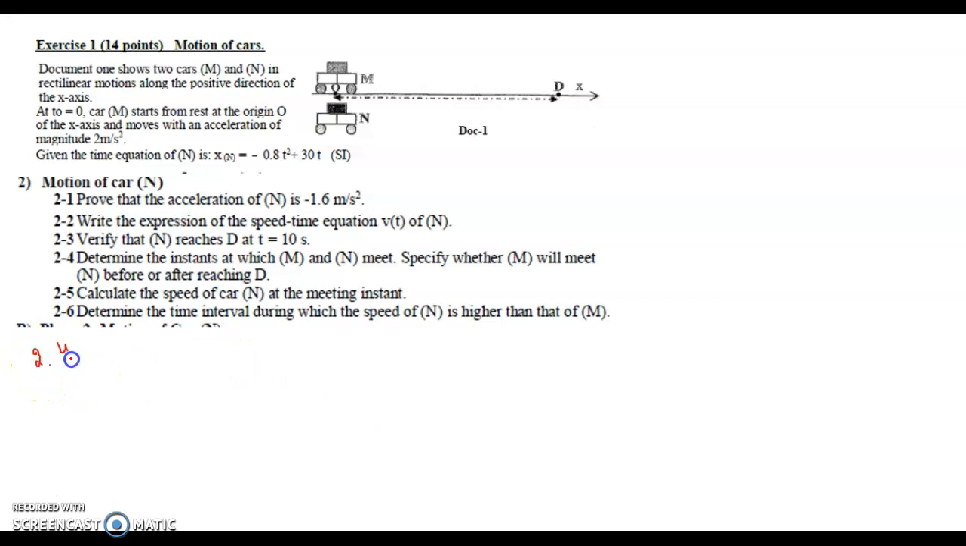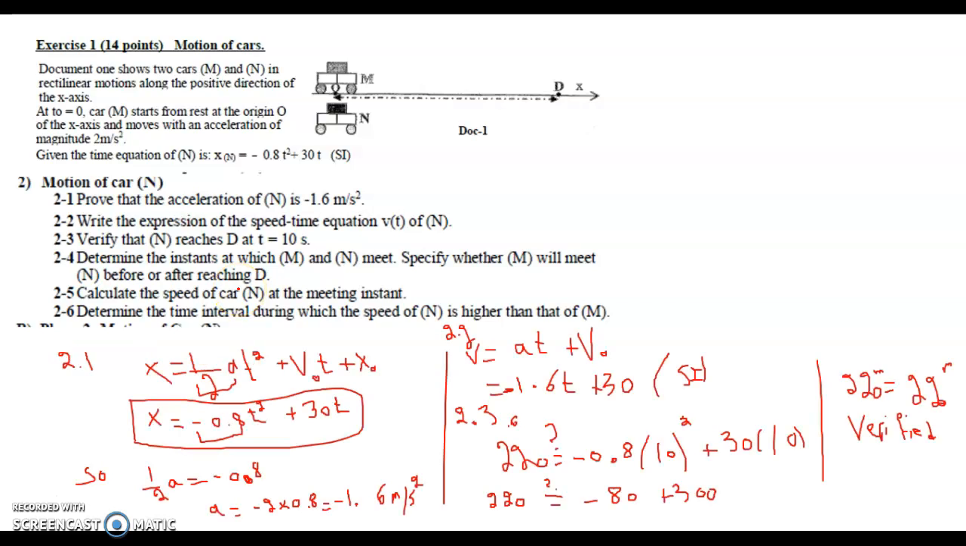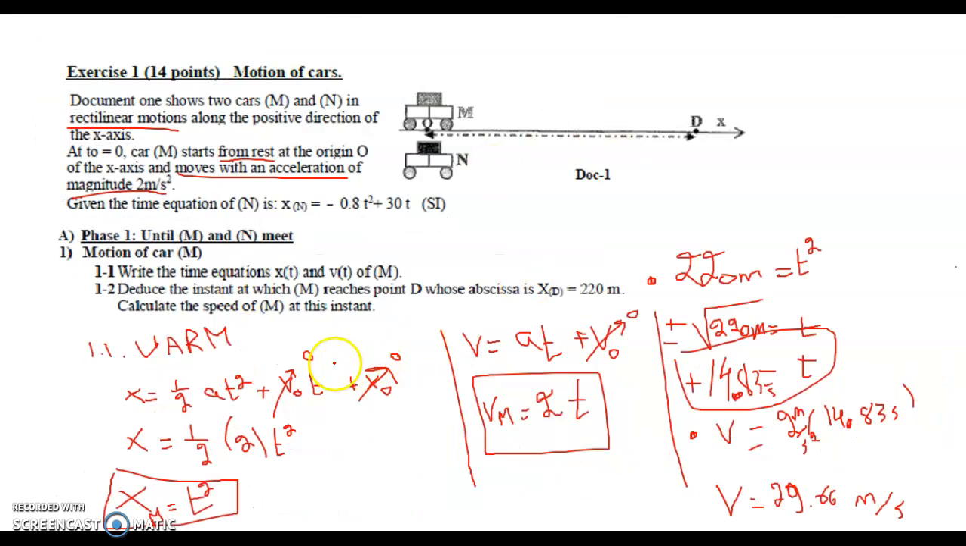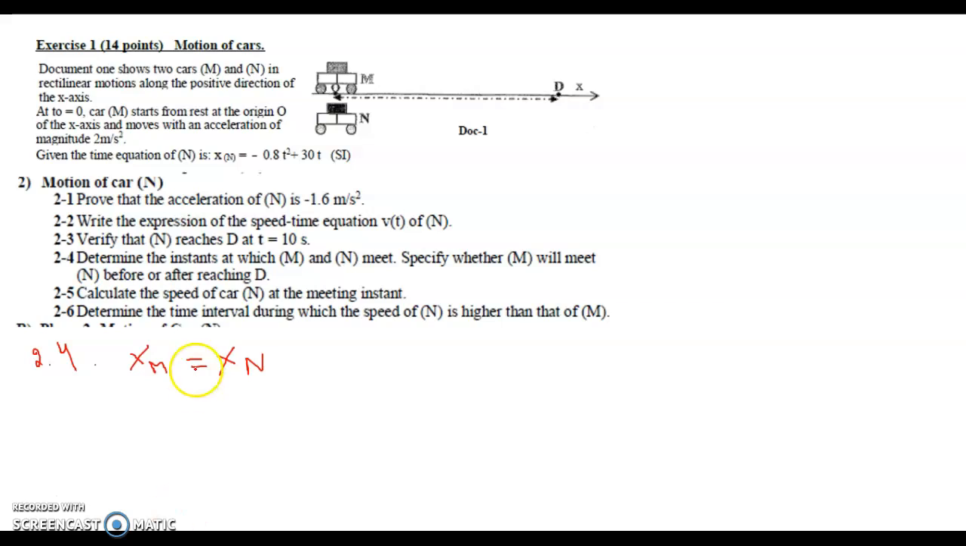So in 2.4, we have to write x of M equals x of N, right? x of M was found in the previous part to be equal to t squared. So t squared is equal to, and x of N is already given, minus 0.8 t squared plus 30t. So in this case, we obtain an equation of one unknown, which is t.